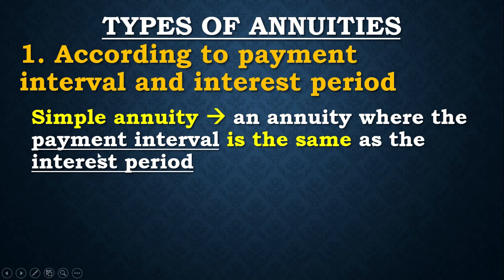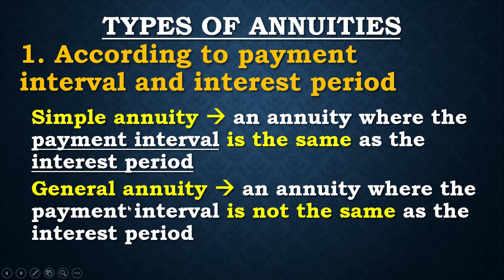Ibig sabihin, ang payment interval mo halimbawa, kung ikaw ay may kinuwang appliances, ay monthly. So ibig sabihin, yun ay every month in a year. So dapat, ang interest period niya is compounded monthly din. Ibig sabihin, ang payment interval mo at interest period dapat ay magkapareho. Kung monthly to, monthly din yon, ang compounded or interest period.